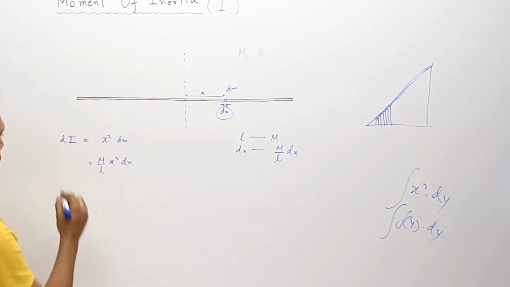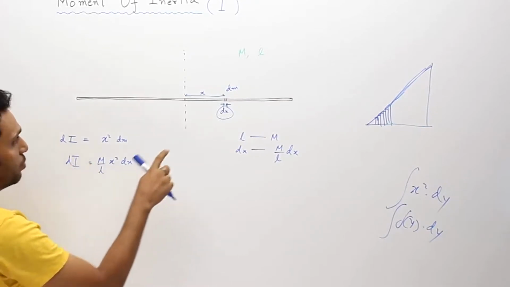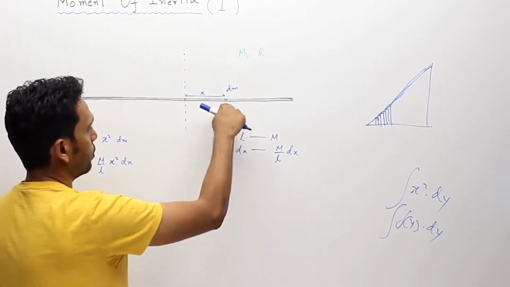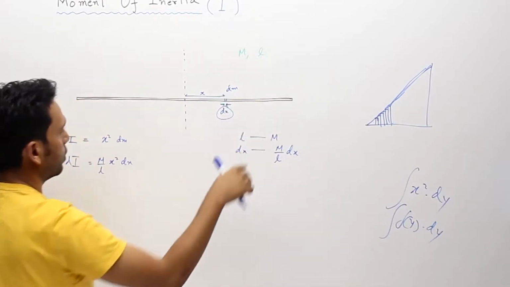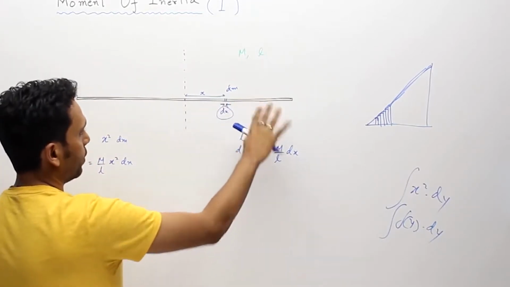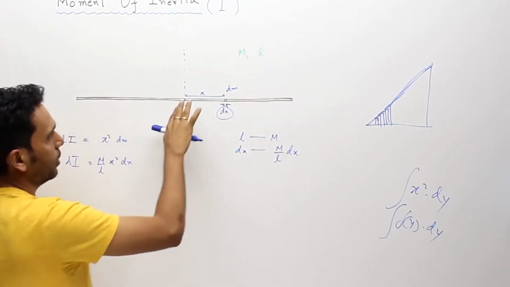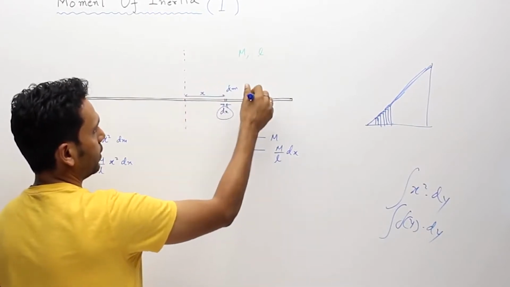So that's your dI. So that's the moment of inertia of this small part. So similarly, the moment of inertia of all small parts on this will have a similar format. The format is not going to change. It's the x variable if I take somewhere else, and the dx.